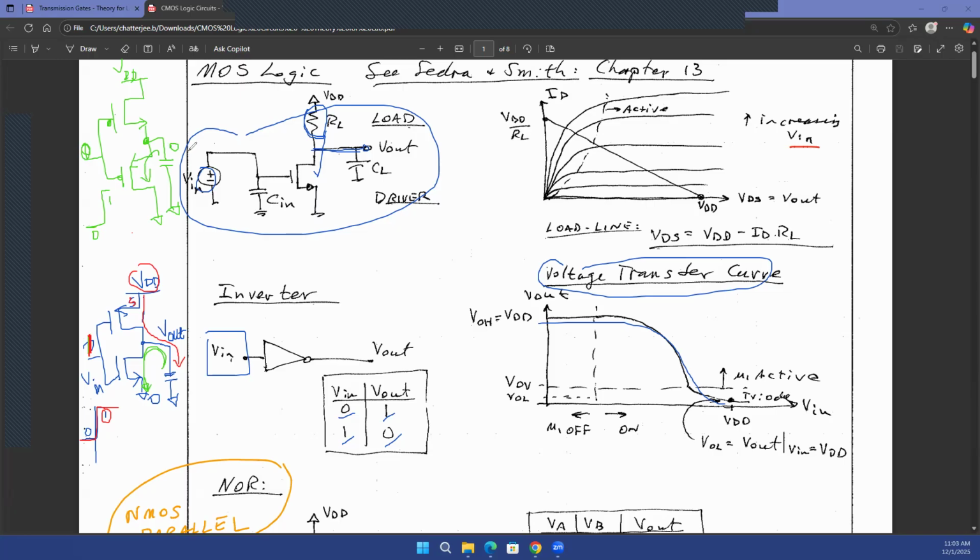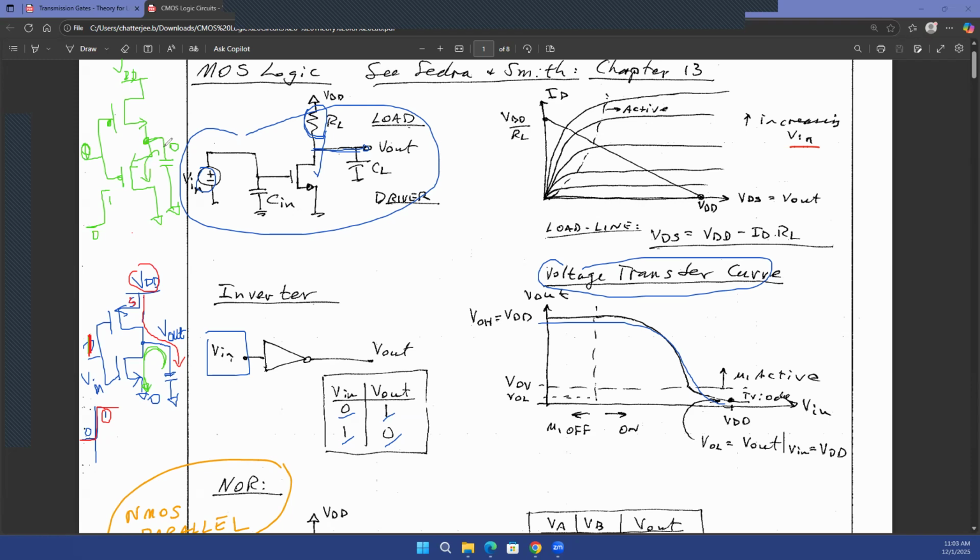However, that VSG voltage needs to be higher than the threshold voltage, right? That needs to be higher than the absolute value of the threshold voltage of the PMOS. Because if the VSG of the PMOS becomes lower than the absolute value of the threshold voltage of the PMOS, it turns off.